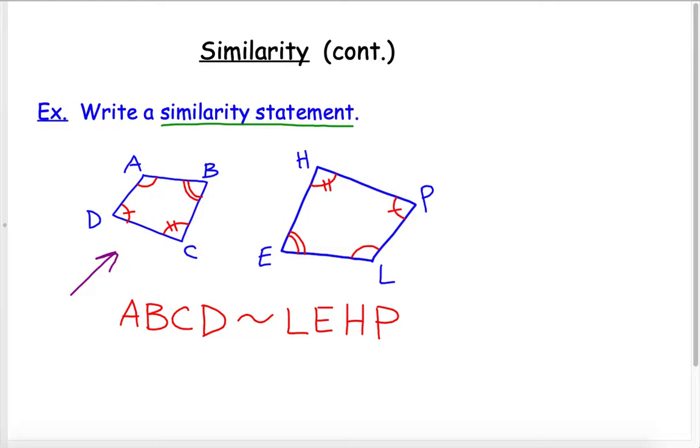Somebody else might have decided that they want to do CBAD, like I mentioned earlier. And if that's the case, then their answer is going to be HELP. Okay, and so there's more than one correct answer. All you have to do is list one of them, not all of them.